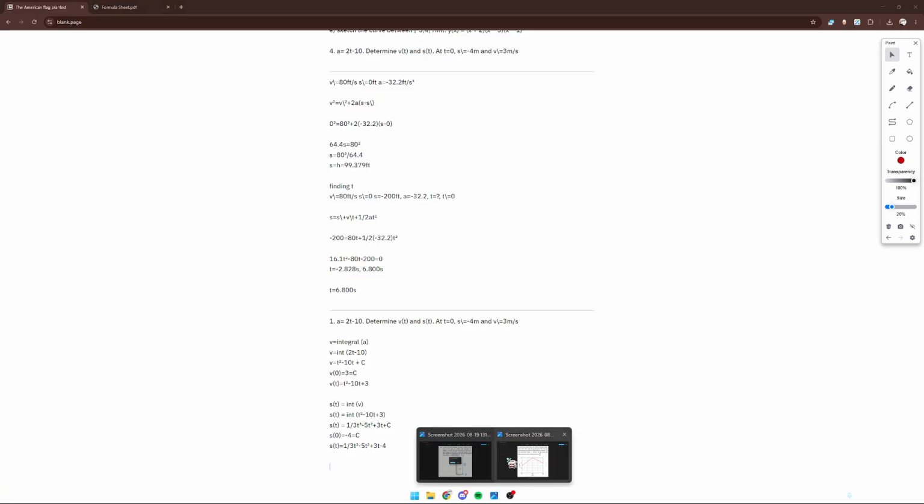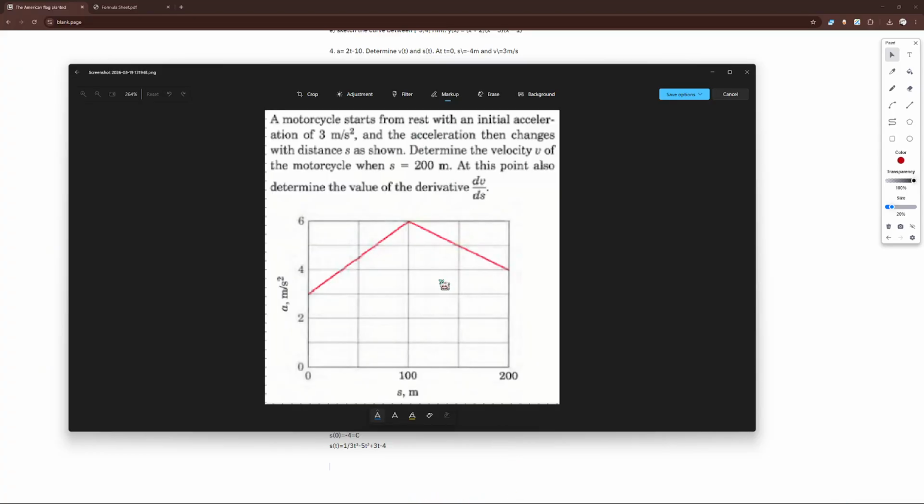We have this one. Okay. This is a graph question. And so let's read what we have. Initial acceleration, 3 meters per second squared. That's constant acceleration. And the acceleration then changes with distance s as shown. So this is an a versus s graph. So keep that in mind. Determine the velocity of the motorcycle when s equals 200. So the velocity at this point, right here. So that basically means at this point. Also determine the value of the derivative dv/ds.